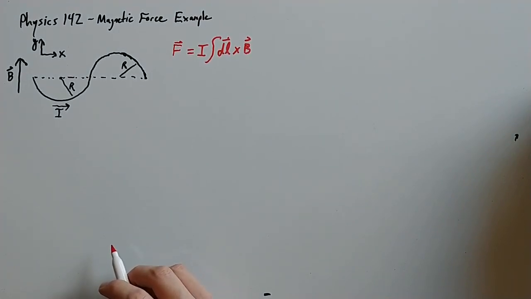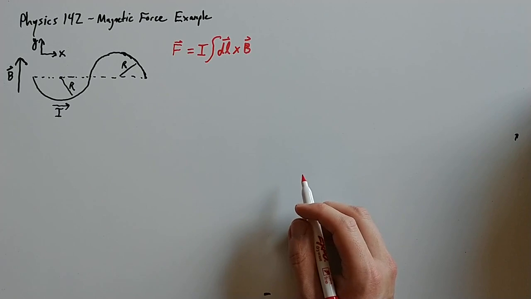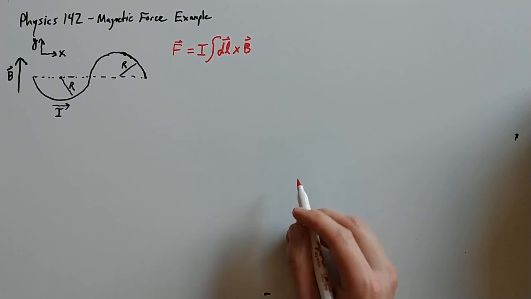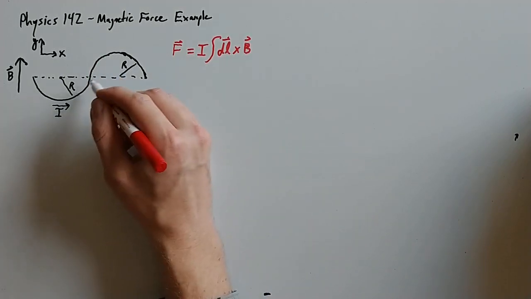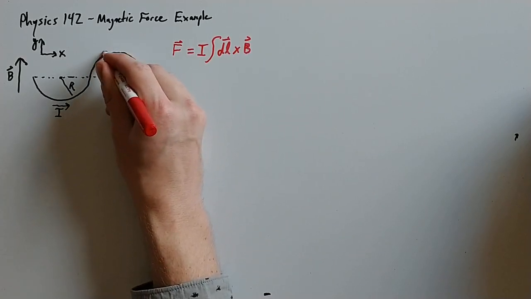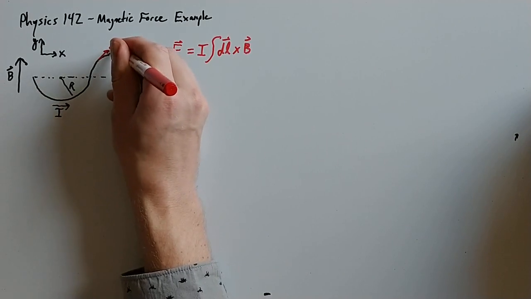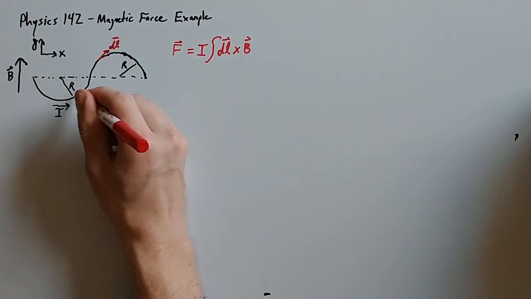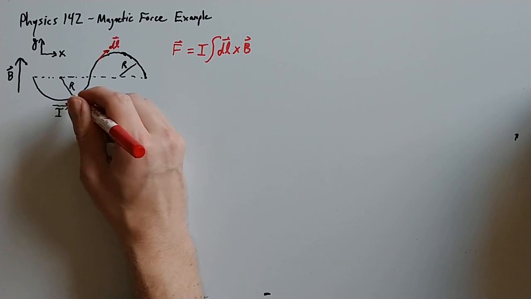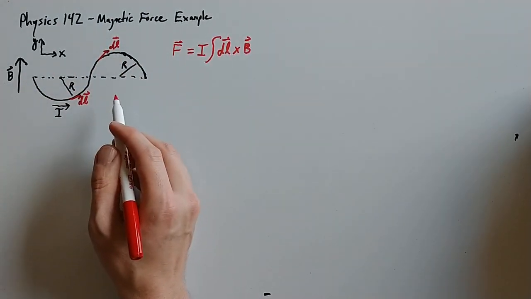The first thing we need to do is evaluate that cross product, and evaluating cross products means drawing in some vectors. So let's think about some example dl vector. Maybe I'll pick a little piece right here. We imagine we get a bunch of little dl vectors all along here; maybe here's another one.